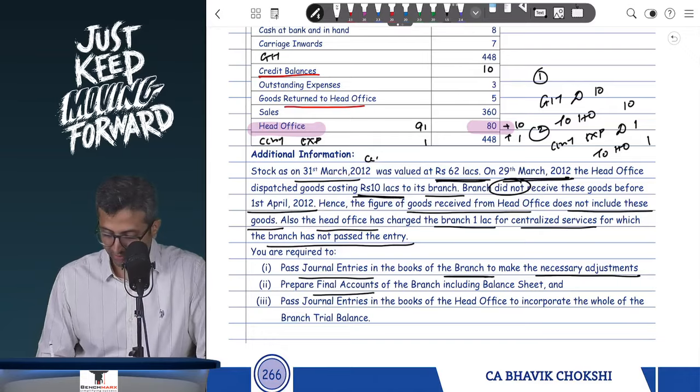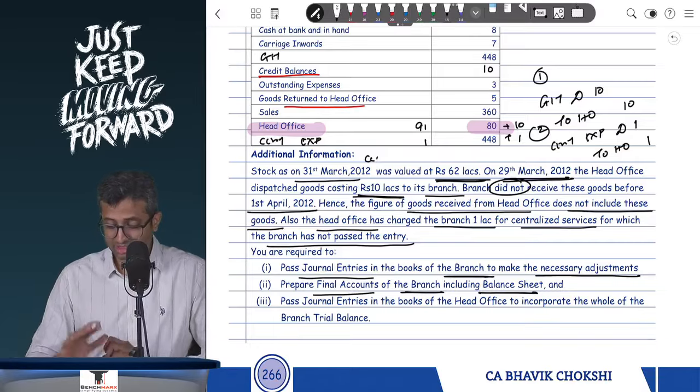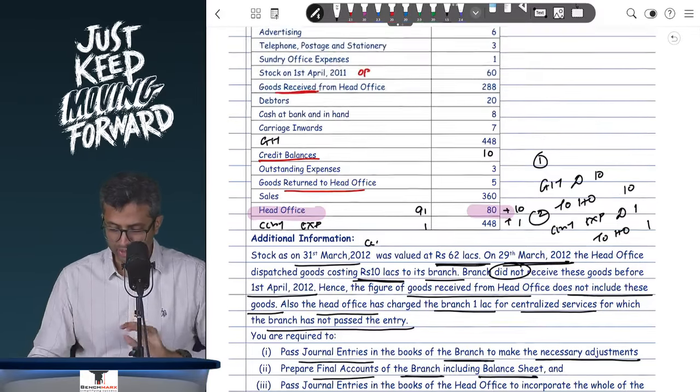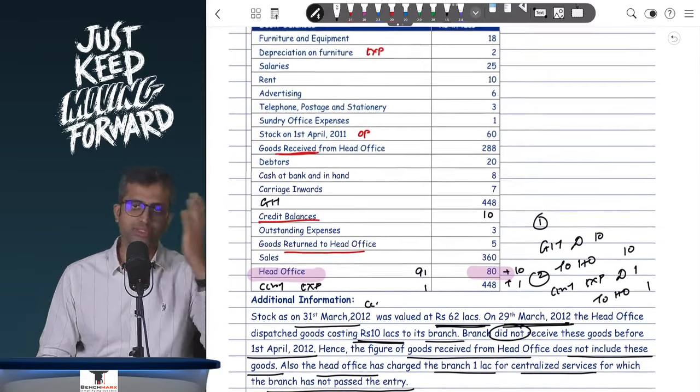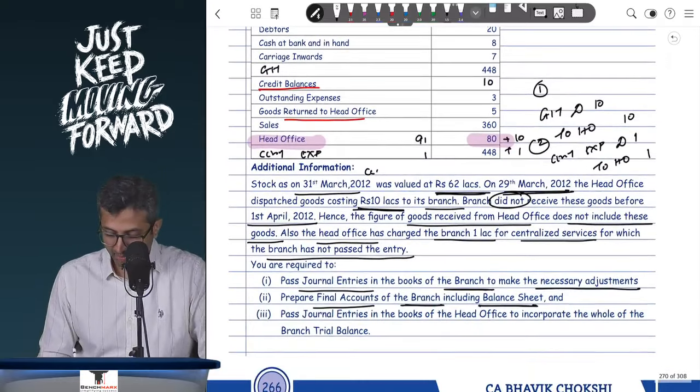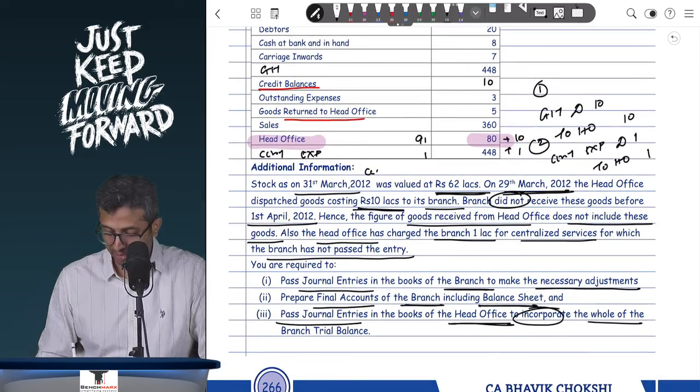Second, prepare the final accounts of the branch including the balance sheet. So this is for the branch final accounts. You have the entire trial balance. After the adjustments, you will prepare this and then pass the journal entries in the books of the head office to incorporate the whole of the branch trial balance.